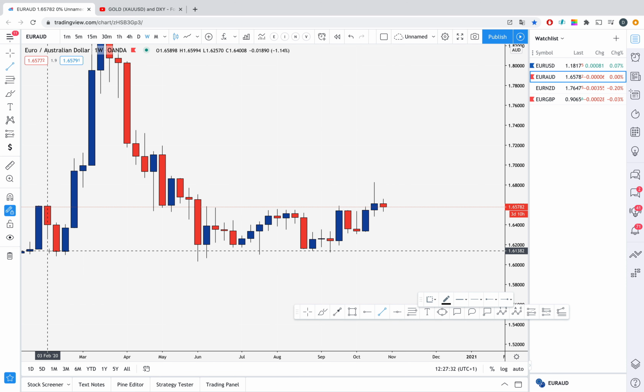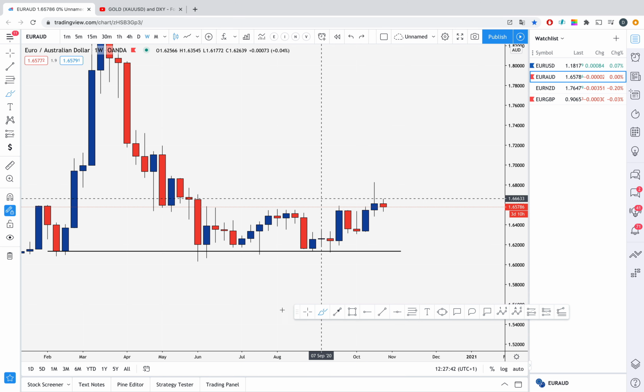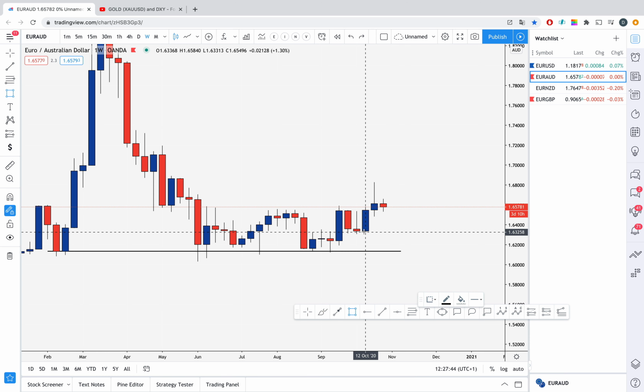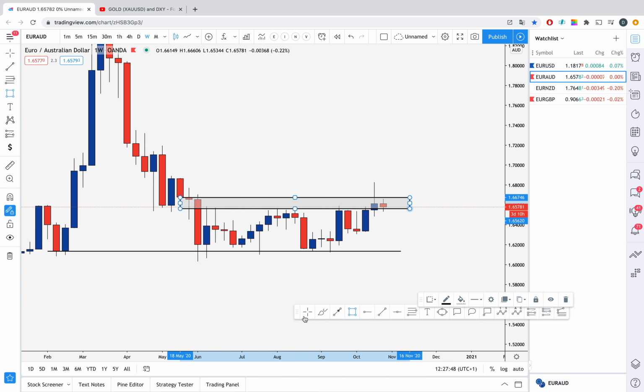So I'm going to just use a line chart over here. This is the area where the price, as you can see, already rejected sometimes. So it is still at this level. But what we can see is that the price gave us a nice movement to the upside. And here is a level of resistance.